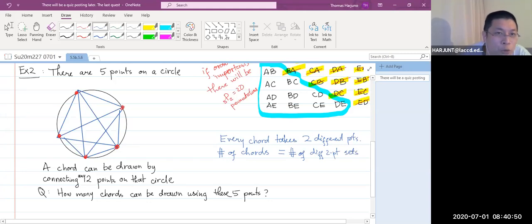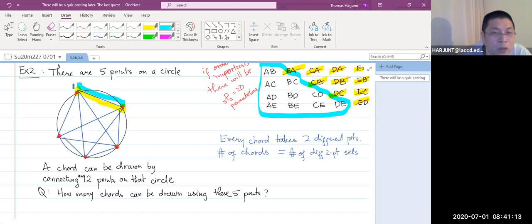And notice every time you draw a chord, it doesn't matter where you draw it from. You draw from here going here is the same as if you draw the chord from here going there, right? So the order doesn't matter. As long as it takes the 2 same points, it will give you the same chord. You see what I mean? Okay, and every chord takes 2 different points. So the number of chords will be equal to the number of different 2-point sets.